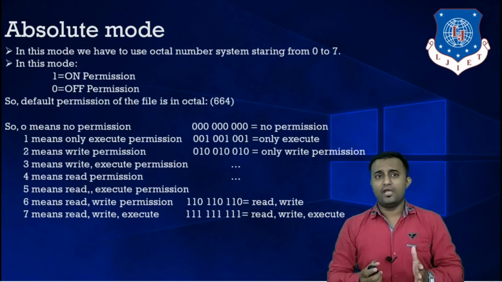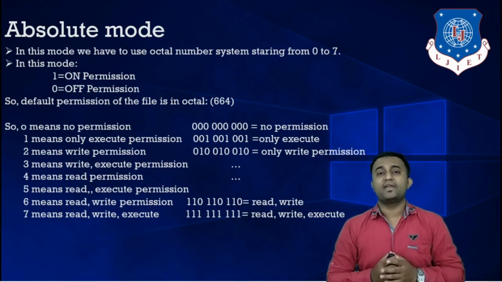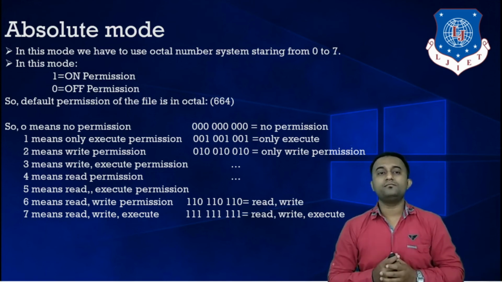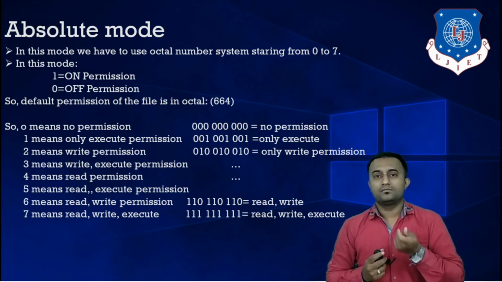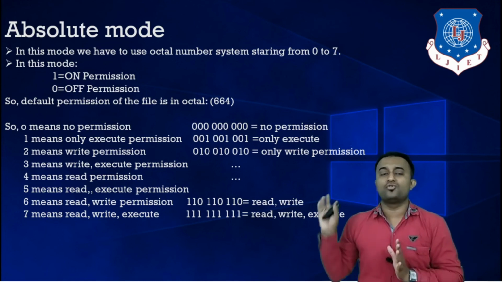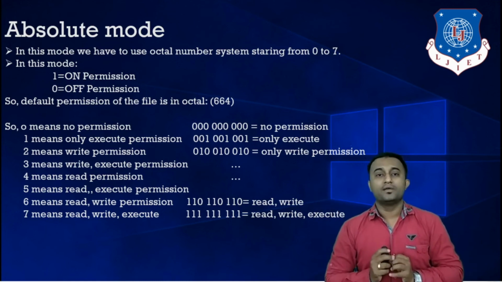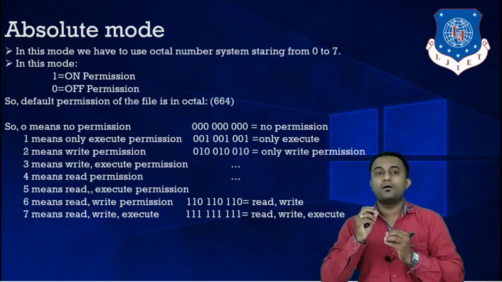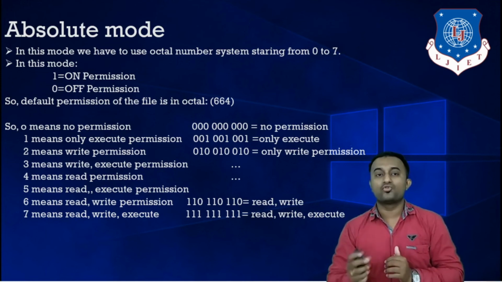As I told you, absolute mode is using the octal number system, and the octal number system you know very well, starting from 0 to 7. And there are three-digit groups in octal number systems, and 1 represents on permission and 0 represents off permission, that you need to remember. So this slide is very important to understand the concept of absolute mode.